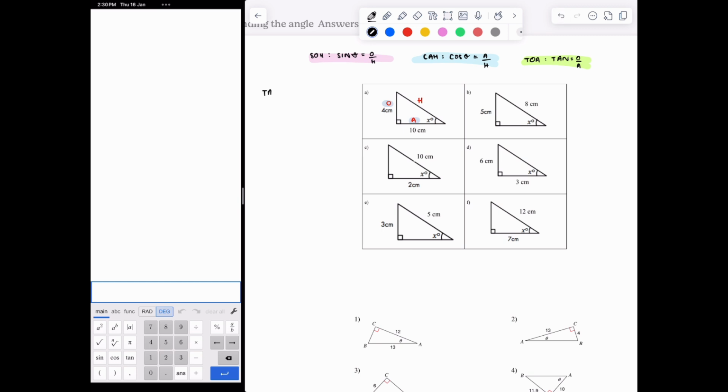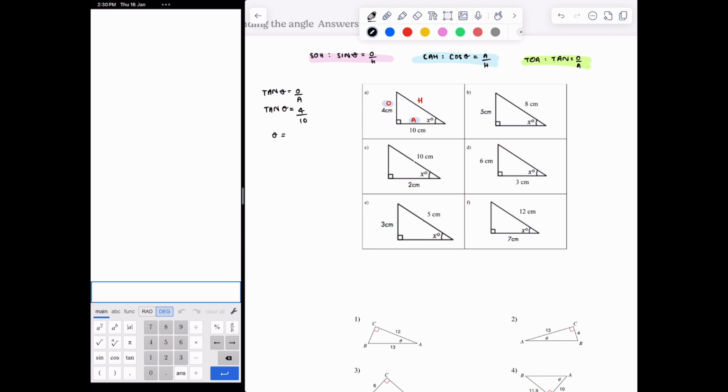So which function has A and O? That's the tan function. So tan is the TOA acronym, so it's O over A. That's how we remember how to do the fraction. And so let's substitute those values in. We've got tan theta equals the opposite over the adjacent, which in this case is 4 over 10.